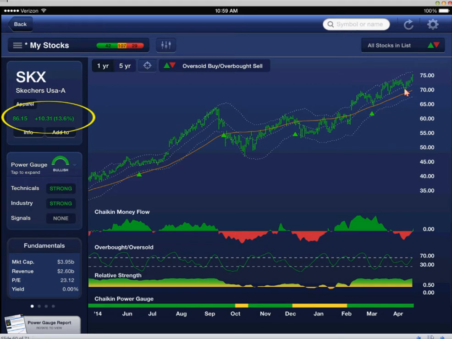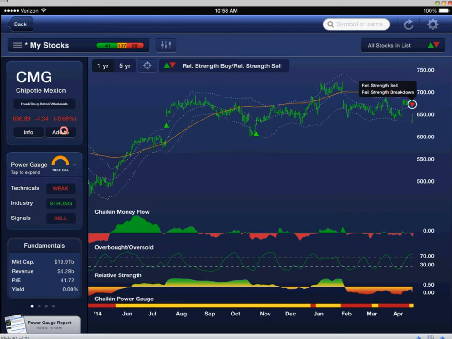So if you had bought this stock on this pullback under the 21-day average, thinking that the combination of bullish relative strength and a bullish power gauge rating, that dynamic duo, indicated a likelihood of a positive earnings surprise, you would have been rewarded. And you would have been rewarded big time because the stock was up 14% today.